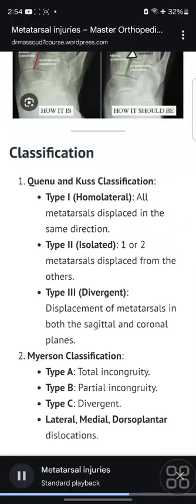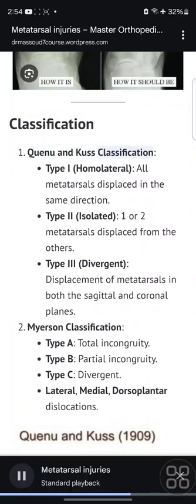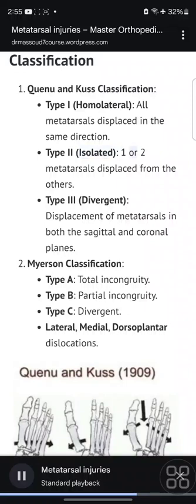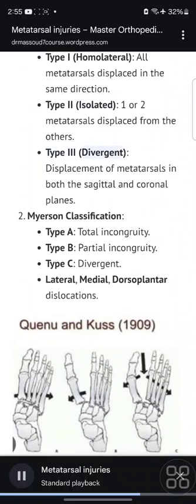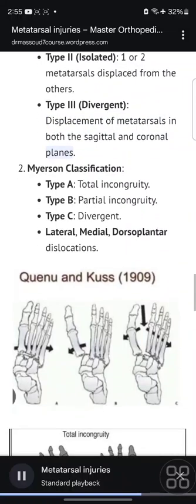Classification. 1. Quenu and Kuss classification. Type 1, homolateral, all metatarsals displaced in the same direction. Type 2, isolated, one or two metatarsals displaced from the others. Type 3, divergent, displacement of metatarsals in both the sagittal and coronal planes.